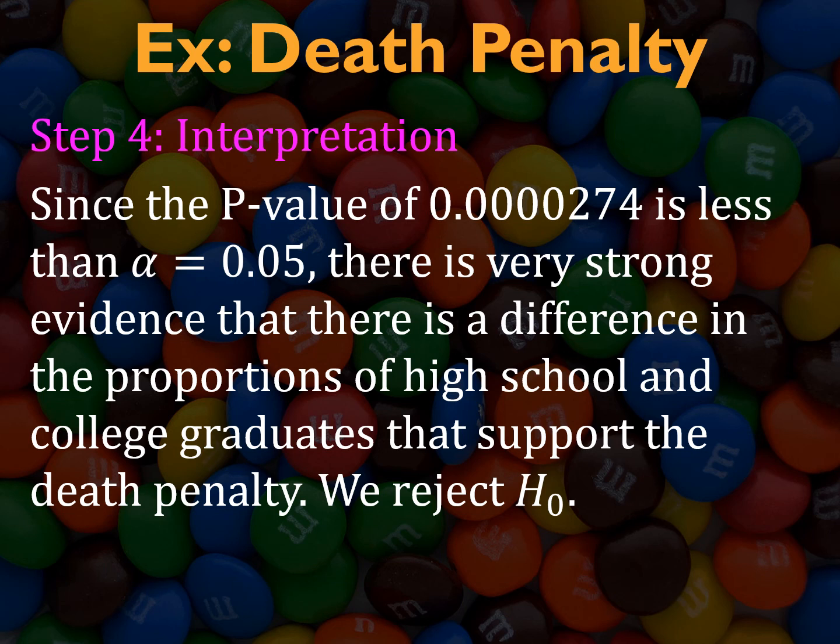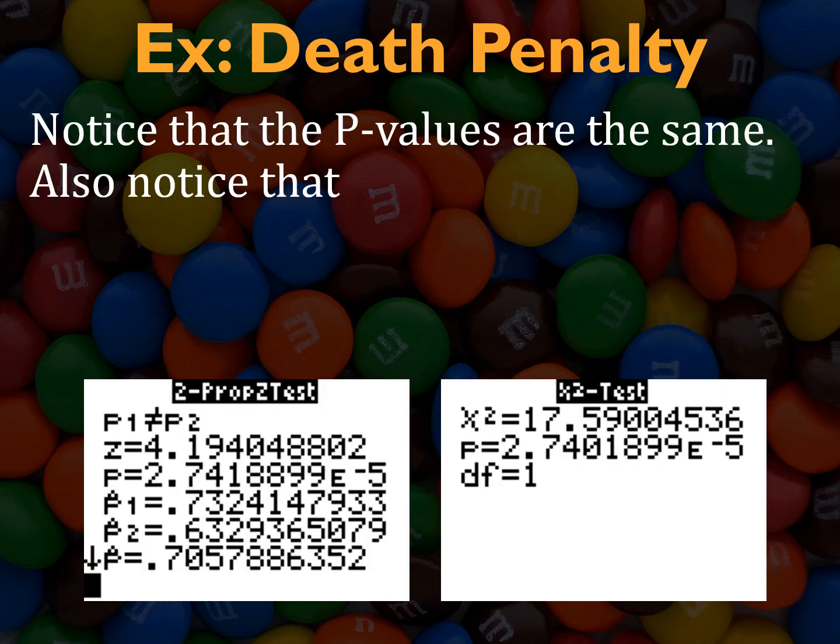There's very strong evidence of a difference between the proportions of high school and college grads that support the death penalty. We still reject the null. So notice that the interpretation and the conclusion is the same. Now, one last thing I want you to notice is whether you use the two proportion z-test or the chi-square test for homogeneity, the p-values are almost exactly the same.